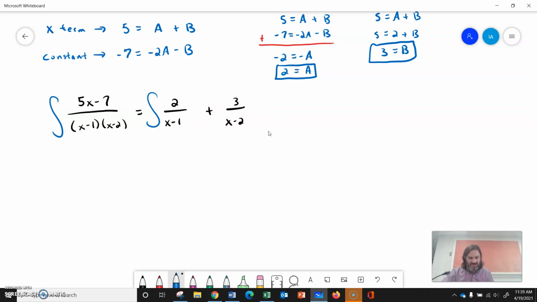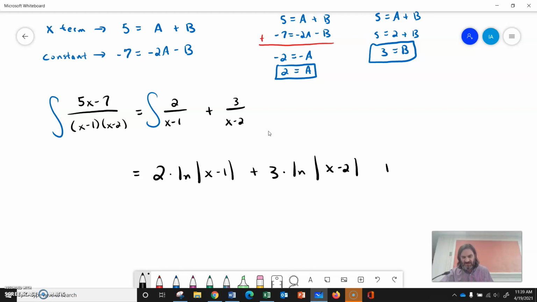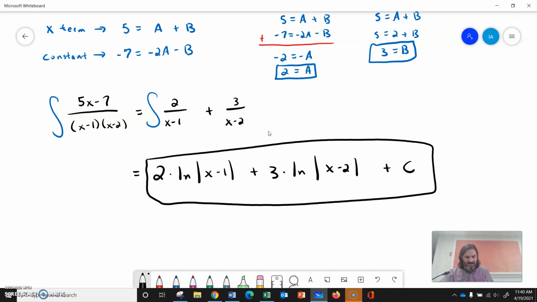Okay? And these partial fractions will integrate. The 2 over x minus 1 will be 2 times the natural log of x minus 1 plus, and the 3 over x minus 2 will be 3 times the natural log of x minus 2. And don't forget your plus c. So this thing that we had in the beginning, we couldn't integrate the way it was. We went through the partial fraction technique, and we got something we could integrate. All right, so that's our goal. Got to get used to the partial fractions, got to get used to finding these coefficients, and then we'll be able to integrate. Thank you.